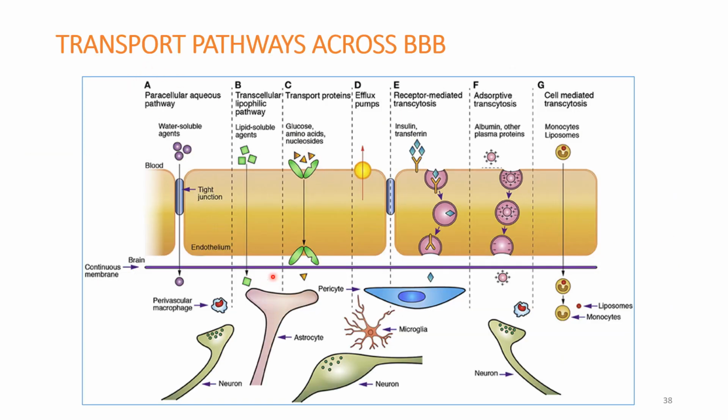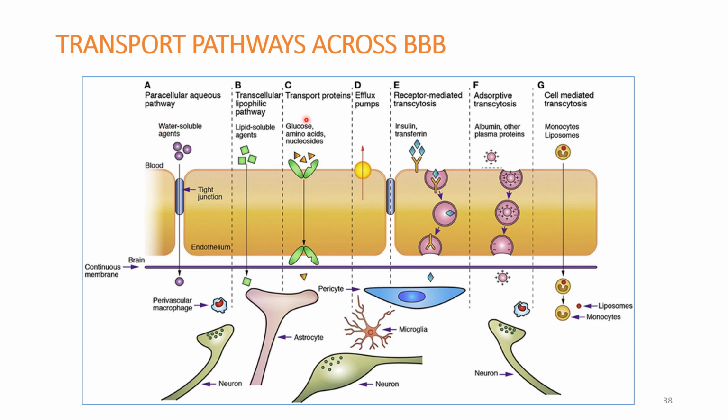So how are molecules transported across the blood-brain barrier? So these are the transport pathways across the blood-brain barrier. So what are these 7 pathways? It may be passed through paracellular aqueous pathway. That is between the cells. Paracellular means between the cells. Between the cells you have actual tight junctions. But some water soluble agents will pass through it.